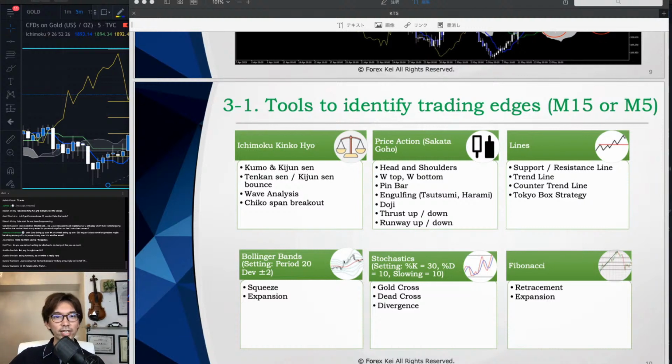Do you play support resistance, or you only play when there is a trend going on within the market? Yeah. I only capture the trend to take trades. Yeah, I am a trend follower, so I'm good at capturing the trend by Kumo and Kijun Sen, and riding on it is my style.